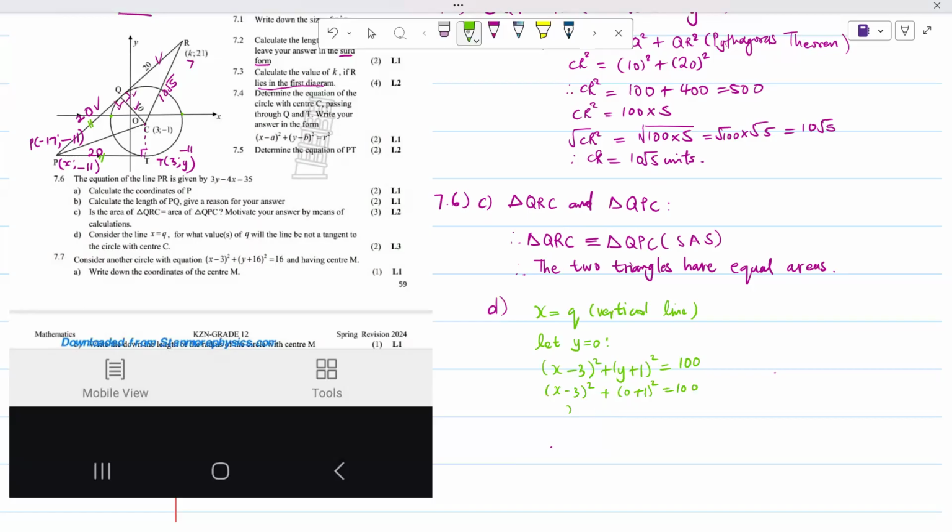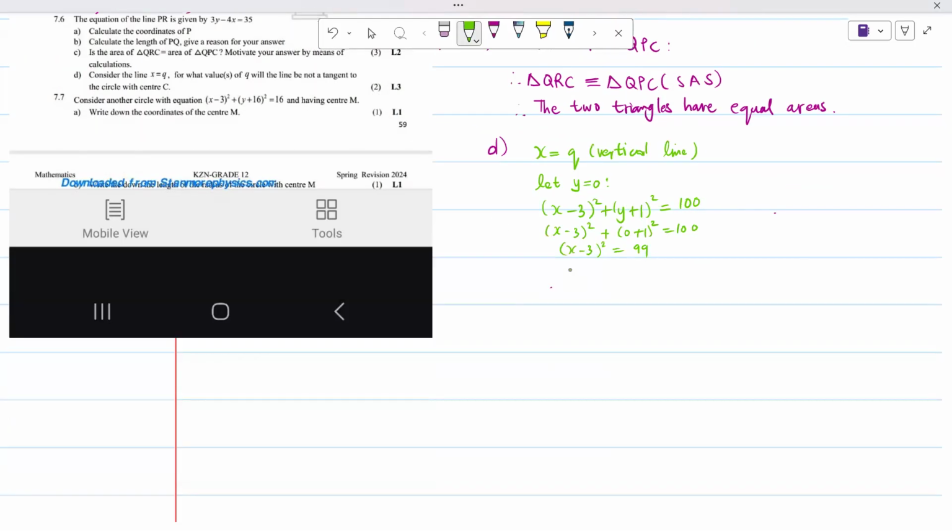x − 3. Let me just show how I take those square roots in case other mathematicians get lost. This will be plus or minus the square root of 99. Therefore, this will give me x − 3 equals plus or minus square root of 99, which is 9 times 11. This will give us 3 square root of 11 in simplest surd form.